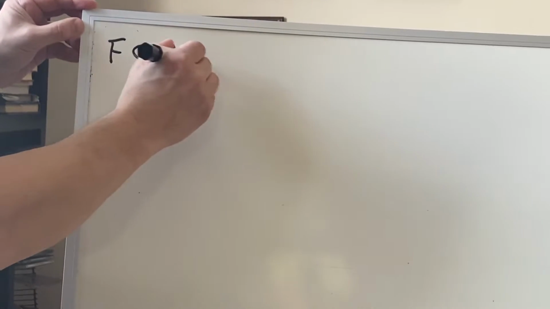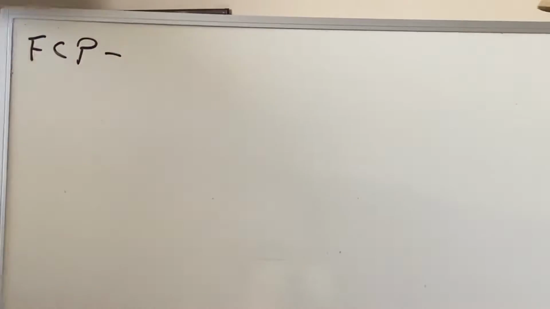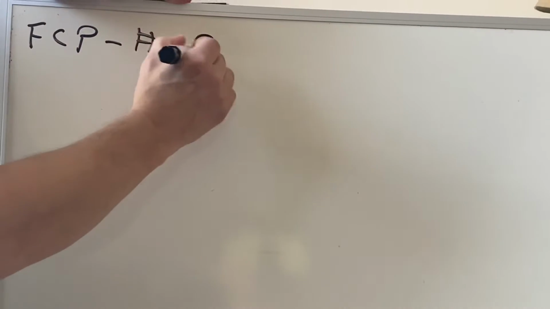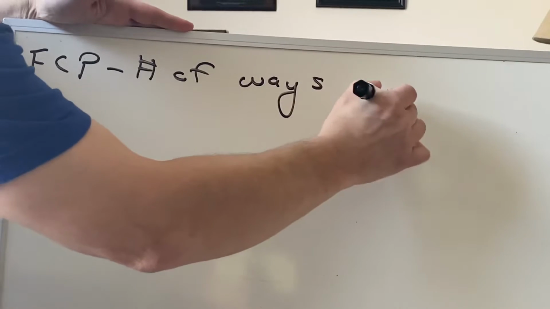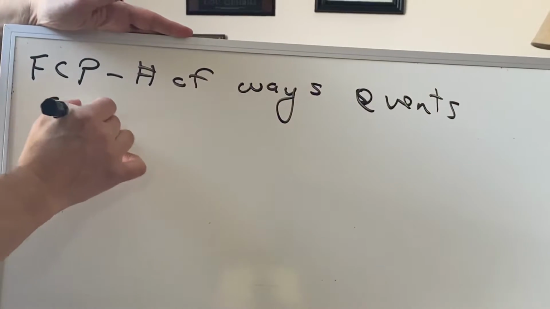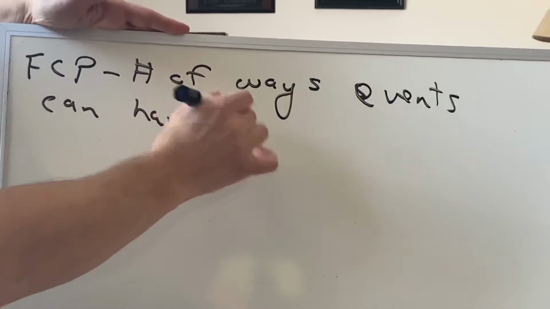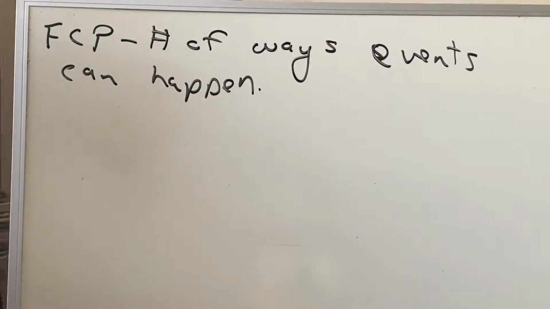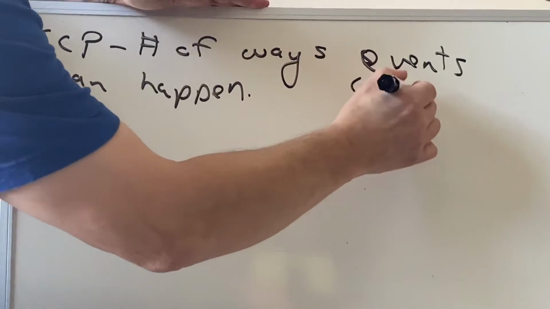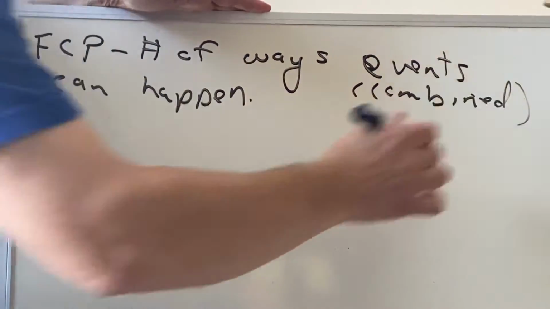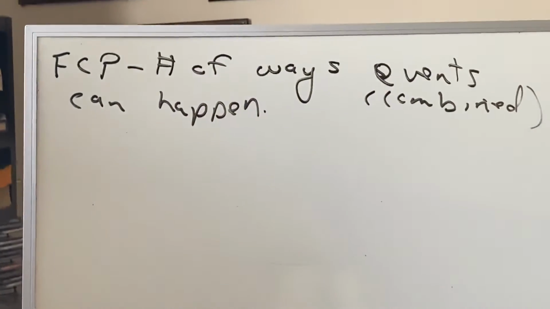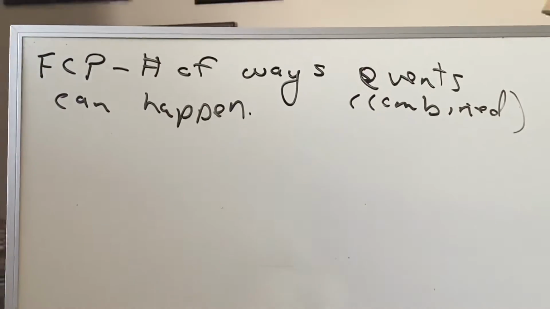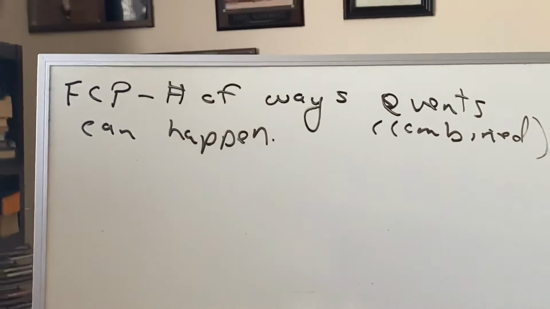Okay, so we left off with the fundamental counting principle, abbreviated FCP. It's the number of ways events can happen. When we think of events, we really think of combined events. Sometimes they're called actions, and usually it would be for two or more events to happen. So it's very simple.